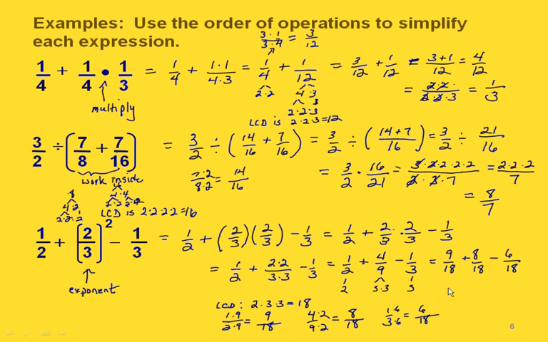Since we have three like fractions, we can write all of this over one denominator of 18. And on the top we have 9 plus 8 minus 6. And that gives us 17 minus 6, which is 11. Since 11 is prime, that means this is in simplest form. So we're done.